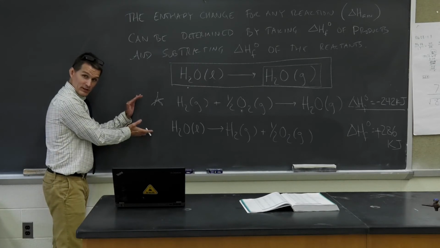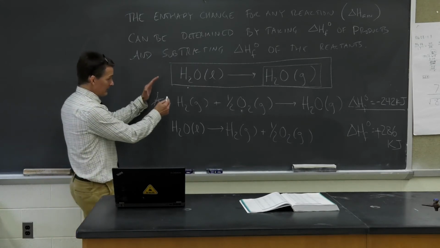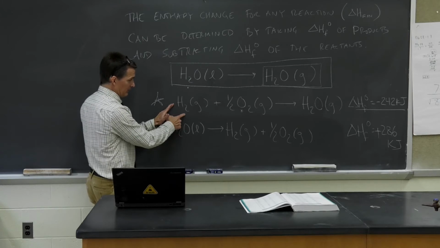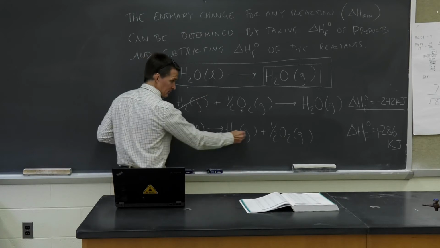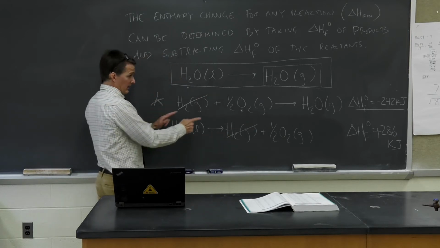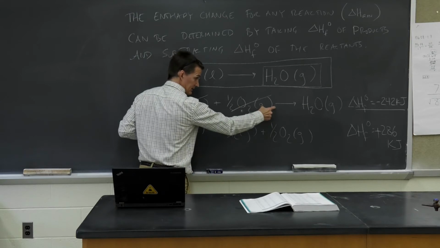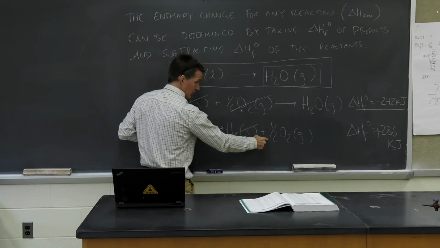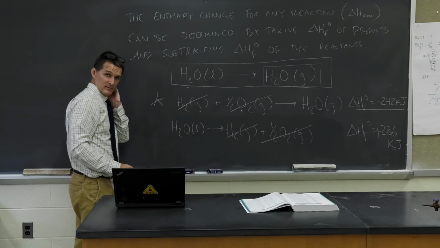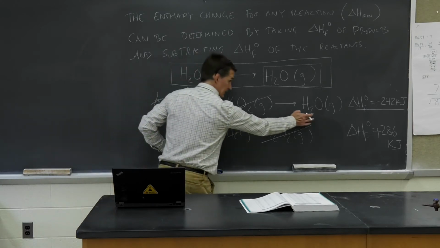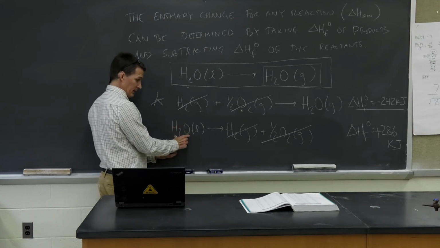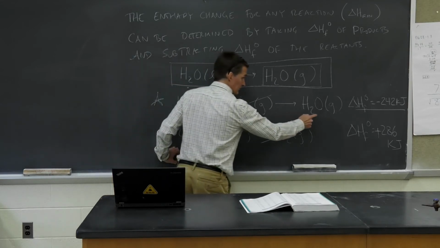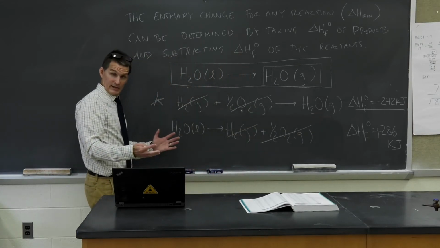Now we're going to add these two together. And look what happens when we do that. When I add these two together, hey look, I've got an H2 gas on the reactant side and an H2 gas on the product side. Those can cancel. Here I have a half O2 on the reactant side and a half O2 on the product side. Those can cancel. Now you might think I can cancel these, but you have to remember you can only cancel things that are the same chemical in the same state. And this is H2O liquid going to H2O gas. They're not in the same state, so I can't cancel them.